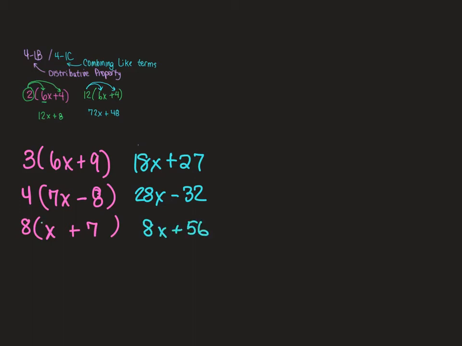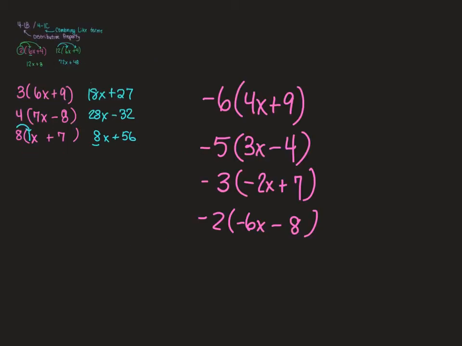This is like having a 1. 8 times 1 is 8. Let's take a look at these. These all have a negative out in front. So these had positive numbers. I did a plus, a minus, and a plus on the inside, but I had all positive numbers here. The negatives kind of throw students for a loop. I'll be honest with you, it's kind of a little goofy.